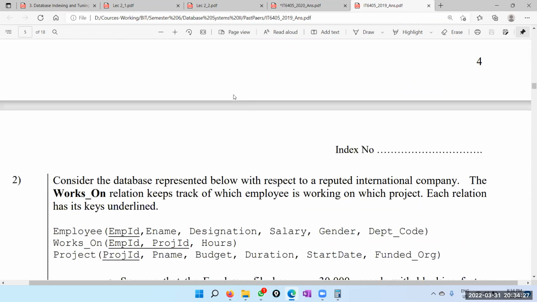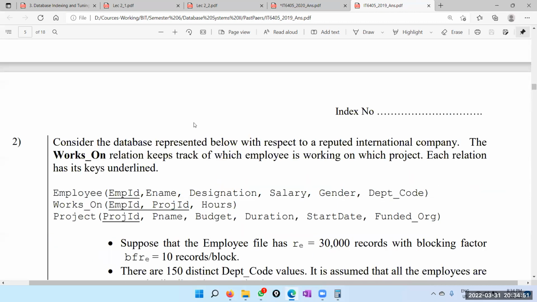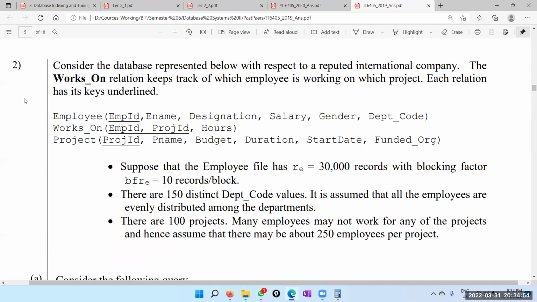Consider the database represented below with respect to a reputed international company. The works on relation keeps track of which employee is working on which project. That means an employee works for many projects, and a project has many employees, the connecting table. Each relation has its keys underlined. So the employee table is there, the project table is there, the connecting table is there. Many to many is mapped as two one to many, therefore I'm not going to draw that.